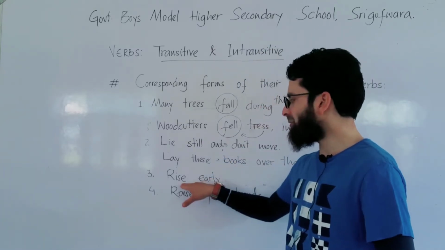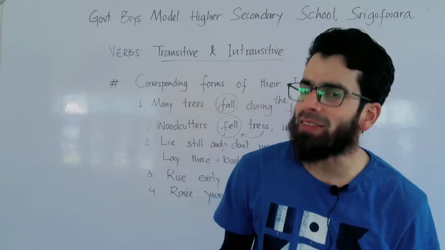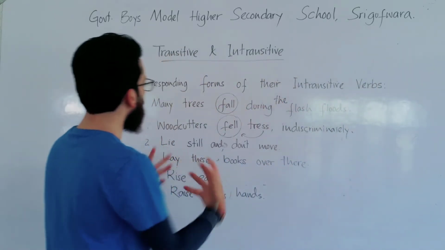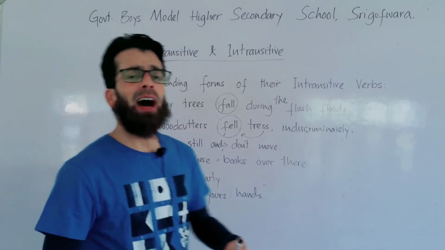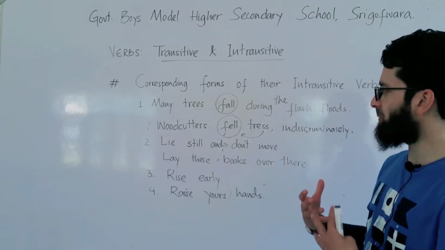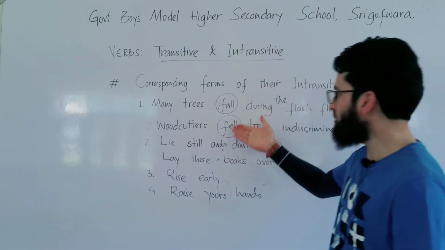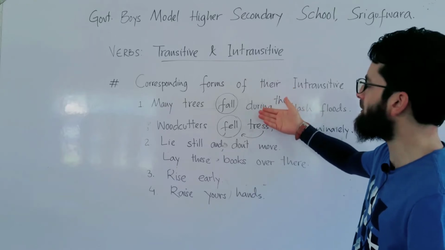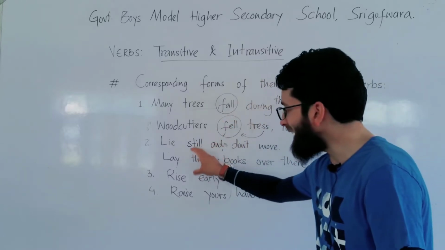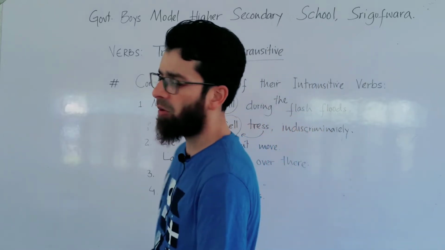Okay, rise early, rise is an intransitive verb. Raise your hands. अपने हाथ खड़ा करें आप. So this is raise, it is transitive. So the point was some transitive verbs are the causative forms of their corresponding intransitive verbs, and you see there is a slight difference between fall and fell in terms of spelling, lie and lay, rise and raise. Okay, so this is all about this.